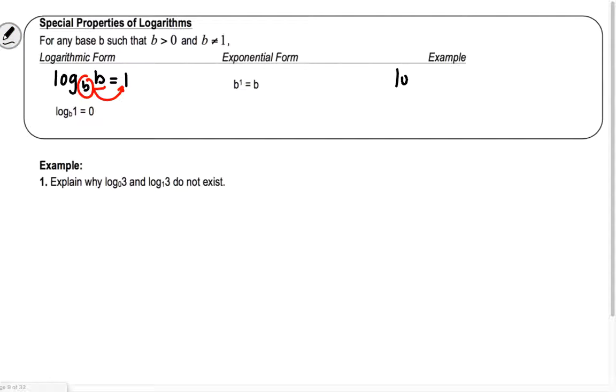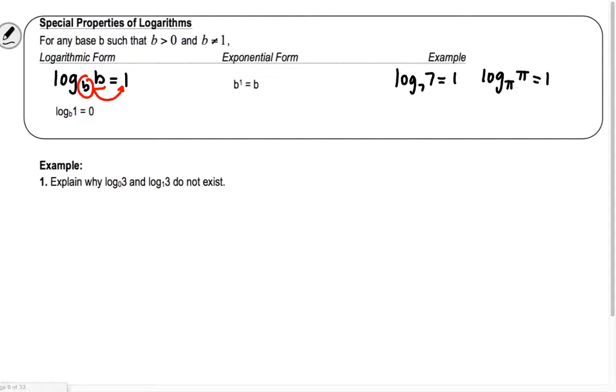So if you see log base 7 of 7, it's equal to 1. Or if you see log base pi of pi, it's equal to 1. All right, does that make sense? Because pi to the 1 is what gives us pi.